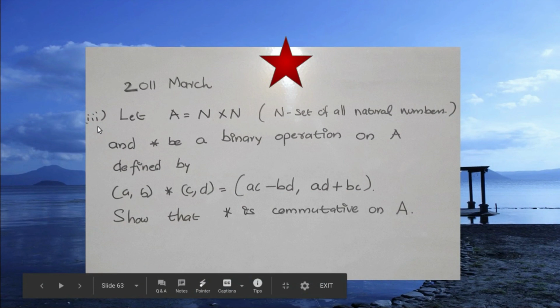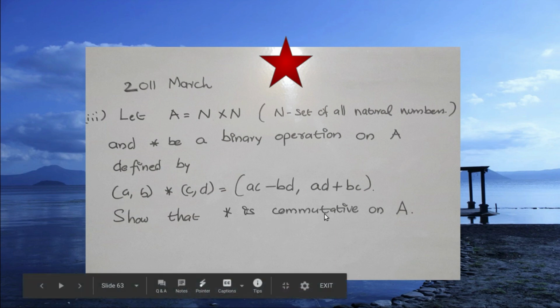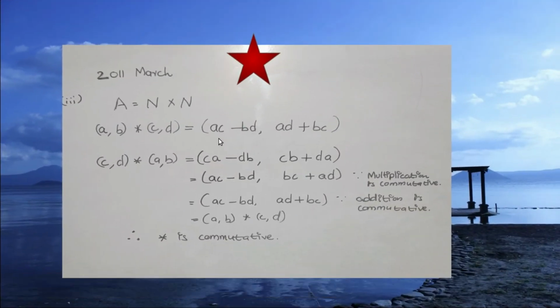2011 March, third problem. Let A equal to N cross N, where N is the set of all natural numbers, and star be a binary operation on A defined by (a,b) star (c,d) equal to (ac minus bd, ad plus bc). Show that star is commutative on A.